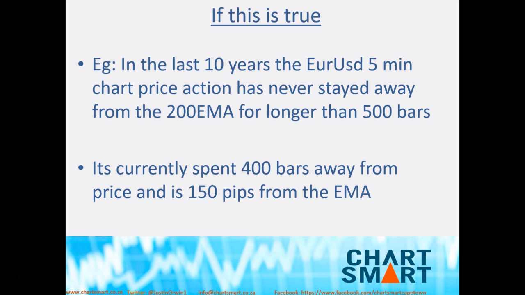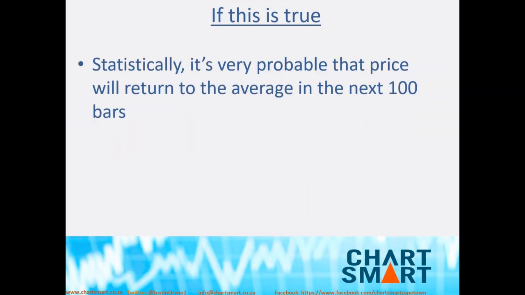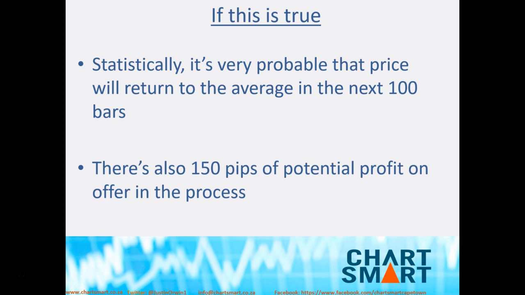Well, what happens if we look at the chart and we see that it's currently spent 400 bars away from that moving average, and it's currently 150 pips from the moving average? Well, if that is true, then statistically, mathematically, it's highly probable that price is going to return back to that average in the next 100 bars. It's never stayed away longer in the last 10 years unless there's a compelling reason. Now, the probability, not the guarantee, the probability is it's going to come back to that average in the next 100 bars or so. We also know that it's 150 pips away from that moving average, and therefore we would have a chance at banking a large part of that if we were to take that trade at that moment in time.